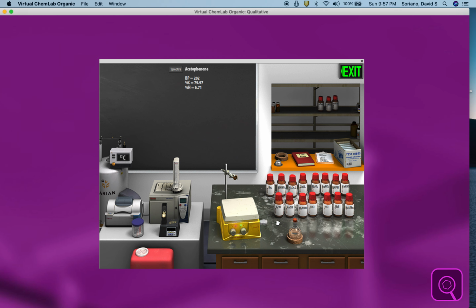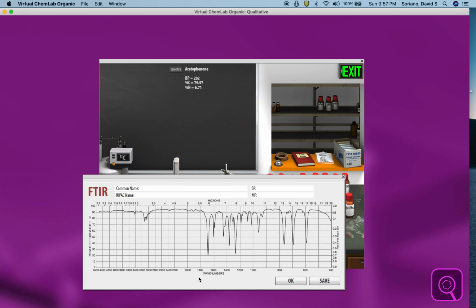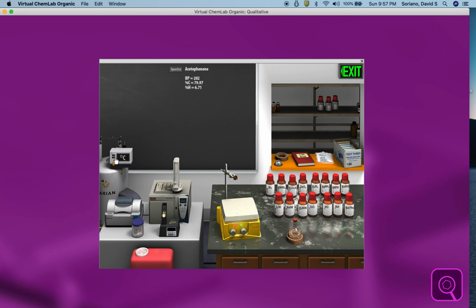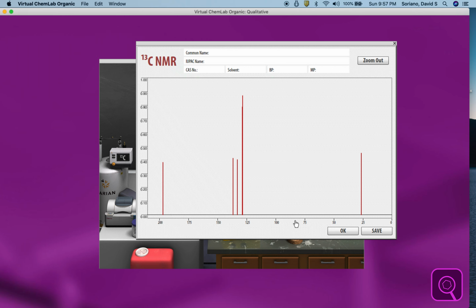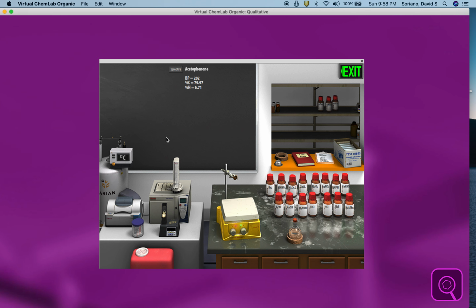Here's the IR of acetophenone. There's your carbonyl stretch, the ketone stretch. Okay, C13, classic C13, your ketone's down right below 200, and the so-called alpha carbon next to the ketone is at 25 ppm. Okay, very nice.